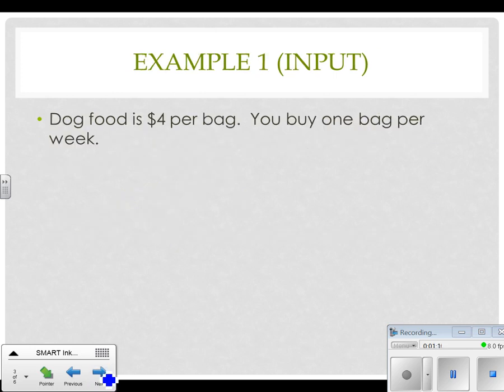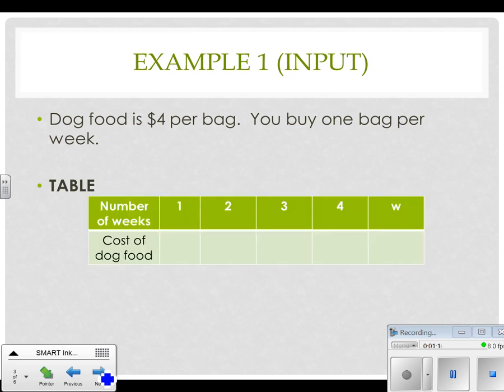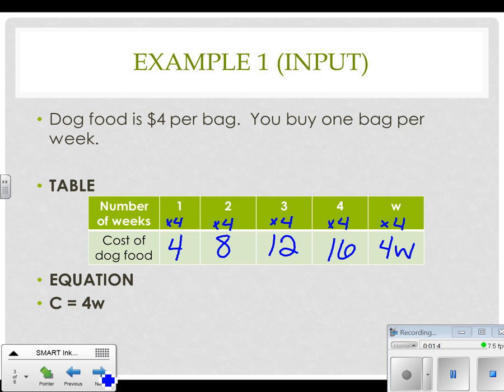Dog food is $4 per bag. You buy 1 bag per week. We're going to make a table for number of weeks and the cost of the dog food. For 1 week, it would be $4. For 2 weeks, $8. For 3, $12. For 4, $16. So we see what we're doing is 1 times 4 is 4, 2 times 4 is 8, 3 times 4 is 12, 4 times 4 is 16. So you take W, the number of weeks, multiply it by 4. So 4W would be an algebraic expression representing our relationship. So our equation would be the cost is 4 times W, the number of weeks.